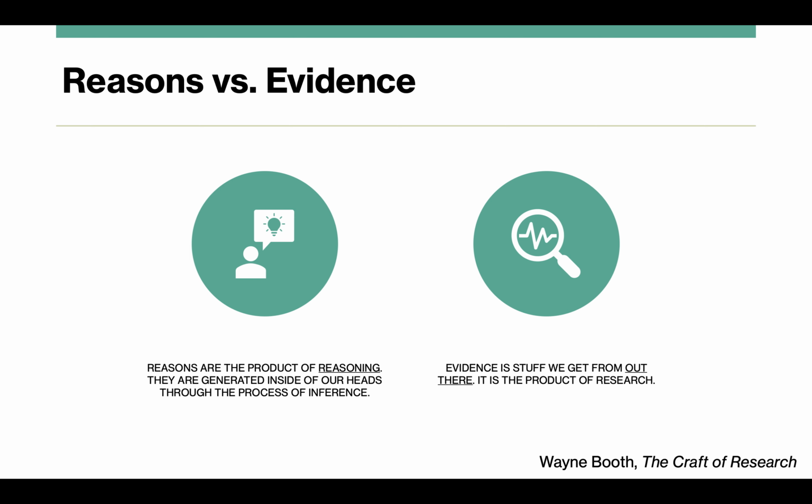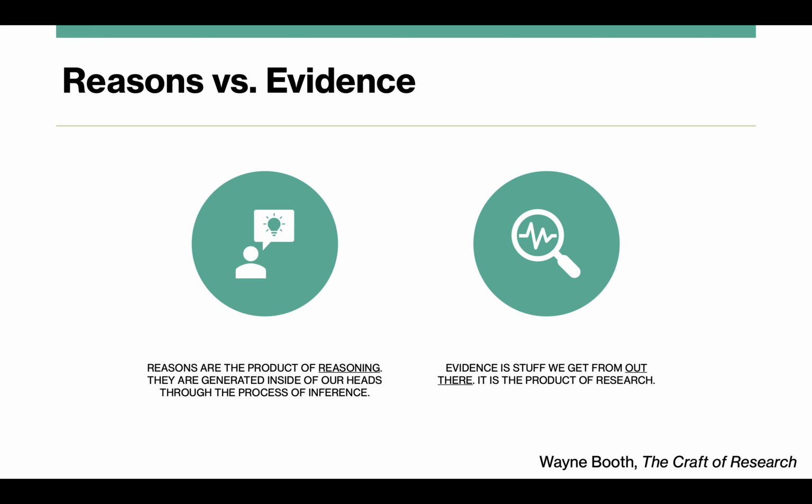The relationship or the difference between reasons and evidence is described by Wayne Booth in The Craft of Research, which you ideally read before watching this video. Reasons are generally the product of reasoning, so they're things that we think of through the process of inference. I have some general idea that smoking is bad for your health. I've heard that before. It seems like a reasonable thing to say when trying to convince somebody to stop smoking. But it's something that I've generated inside my head.